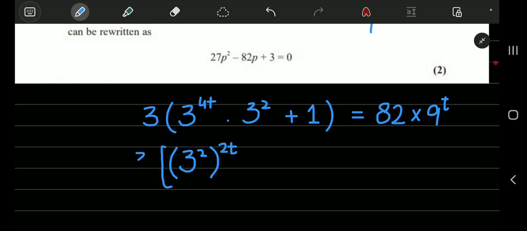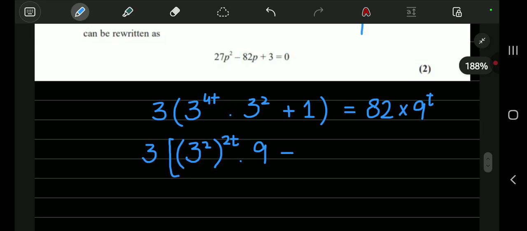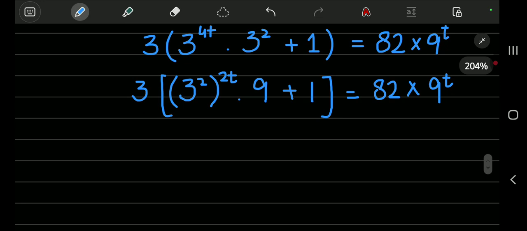So do that first: 3 times 3 squared, that is 9, plus 1 equals 82 times 9 to the power t. Okay, so we get it to be 9. And now 9 to the power 2t. So we need t.